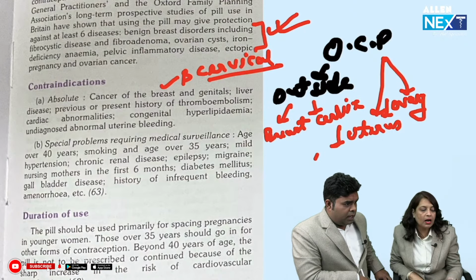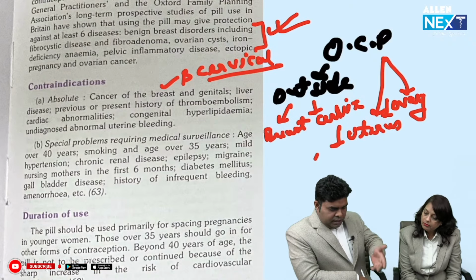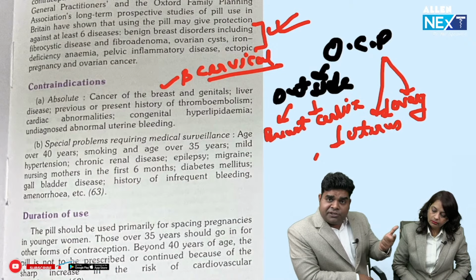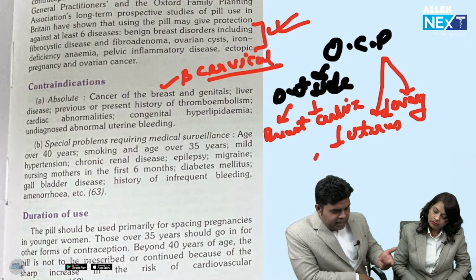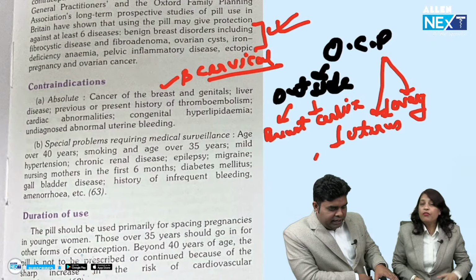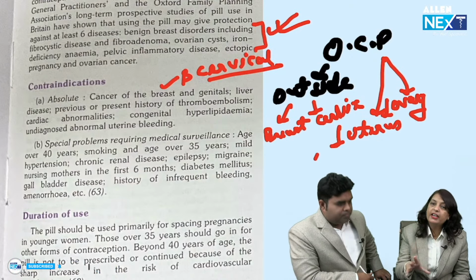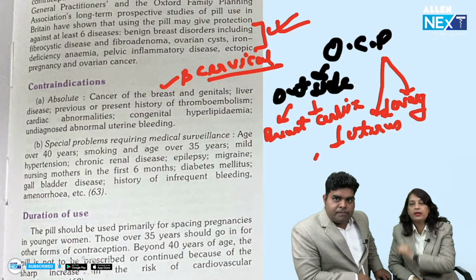You can add on and continue. You were discussing OCPs. Yeah, of course. They have written cancer of breast, liver disease, previous history of thromboembolism, disseminated intravascular coagulation, congenital hyperlipidemia as absolute contraindications. If it is just hyperlipidemia, that is relative. If it is congenital, then it is an absolute contraindication. That is a very important point to be noted here.